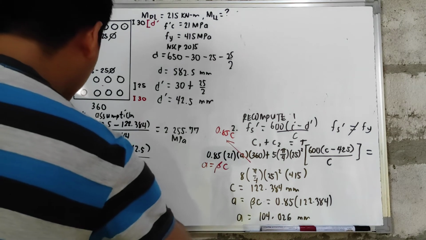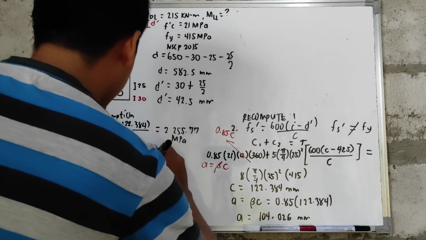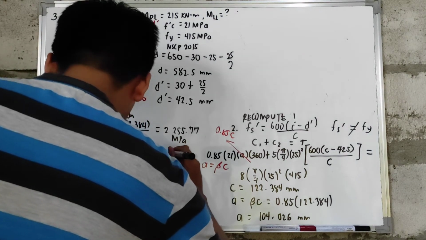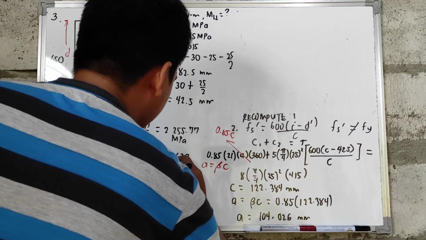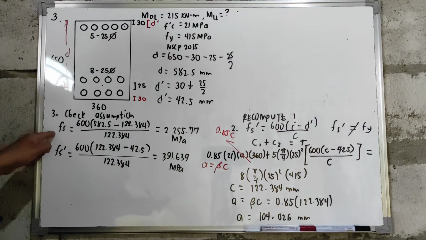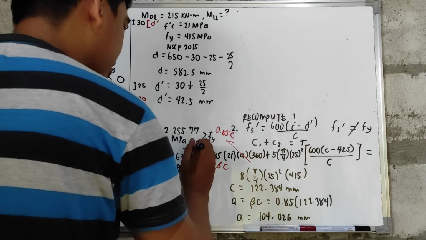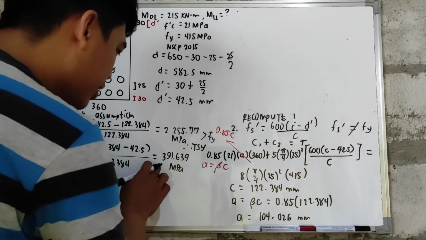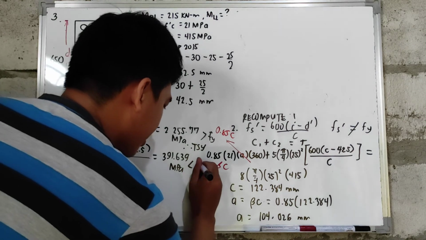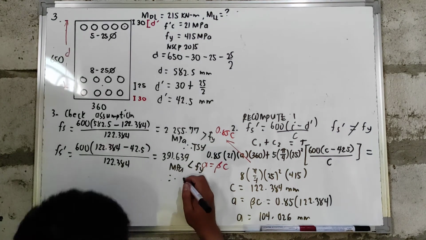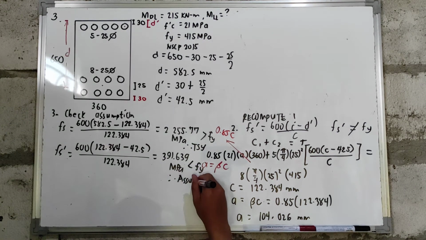over yung C natin na 122.384. So, you have a value of your Fs prime, which is equal to 391.639 megapascal. So, titingnan natin dito yung Fs natin na greater than siya sa value ng Fy natin. Therefore, tension still yields. Ito naman, yung Fs prime natin nag-less than siya to the value of your Fy, which is equal to 415 megapascal. Therefore, assumption correct. So, compression still doesn't yield.